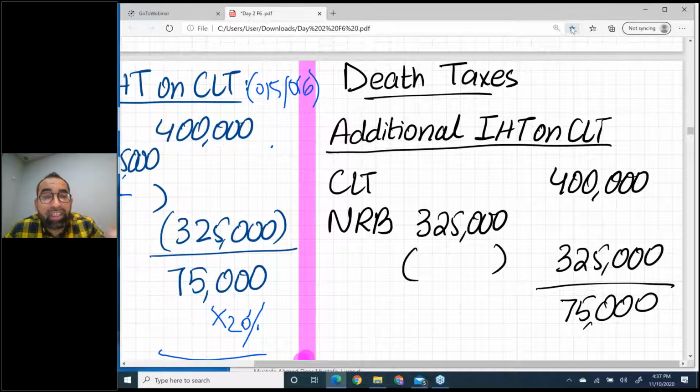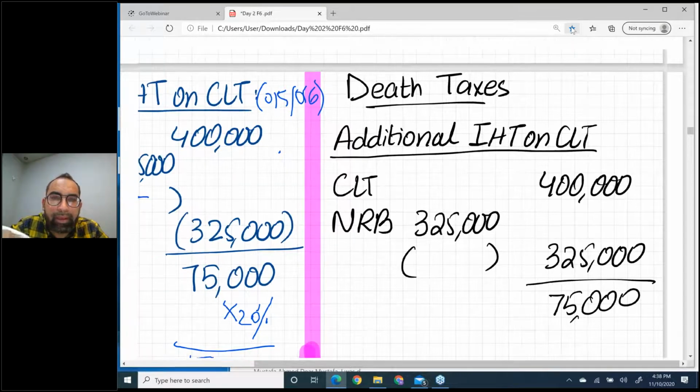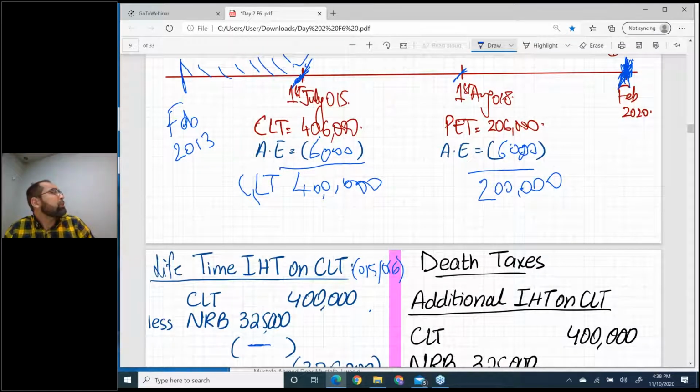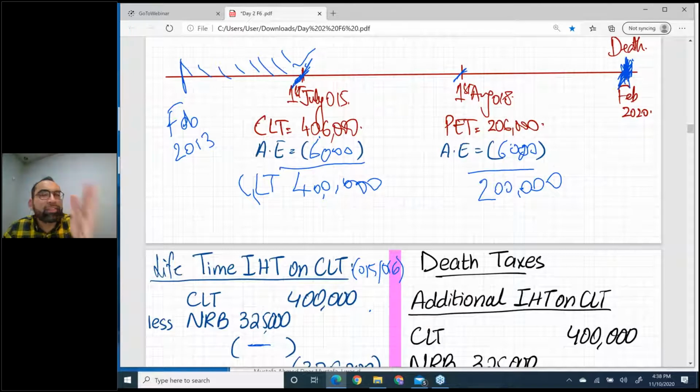Now, very important, the biggest mistake students make. Listen, for the 7 years, you don't stand at the date of death. You have to stand at the date of gift, and you look back 7 years. The date of gift is 1st July 15. If you look back 7 years from 1st July 15, there is no gift. So that means your total NRB is unused, and you can easily use it.